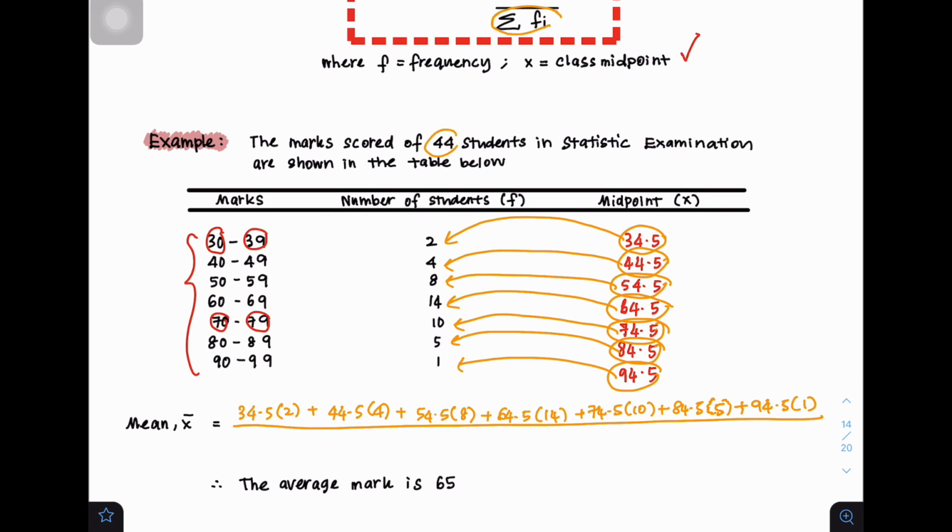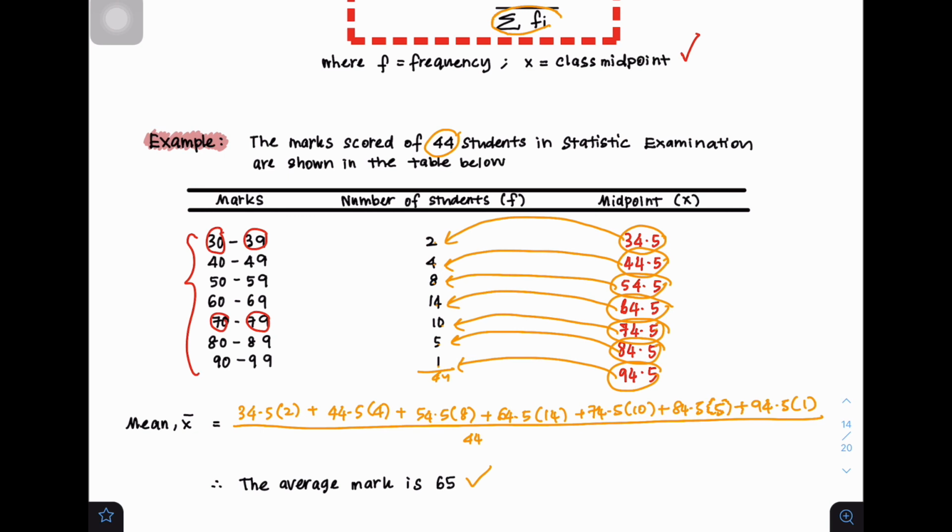So now our frequency is 44 students, ataupun boleh kira 2 campur 4, 6 campur 8, 14 campur 14, 28 campur 10, 38 campur 5, 43 campur 1, 44. So divide by 44, you will get the average mark is 65. Means secara averagenya, student in statistic exam scored 65 marks.